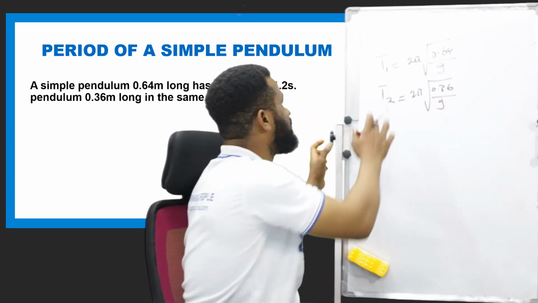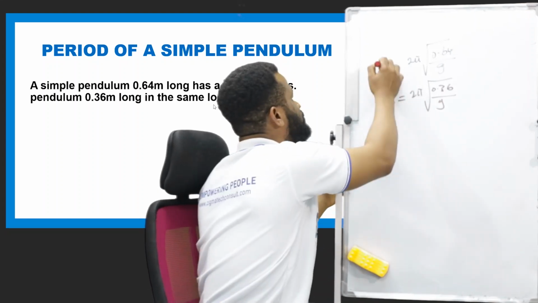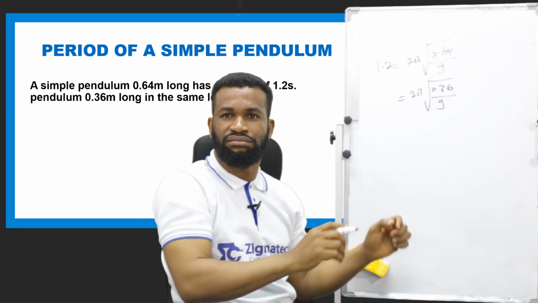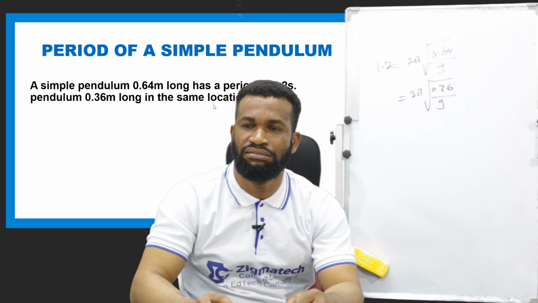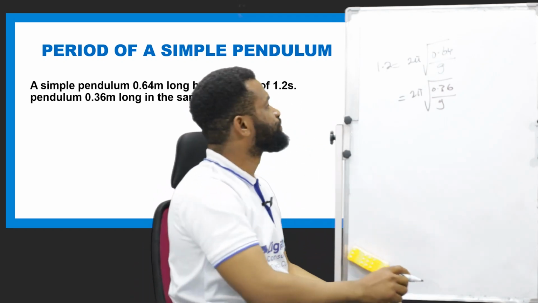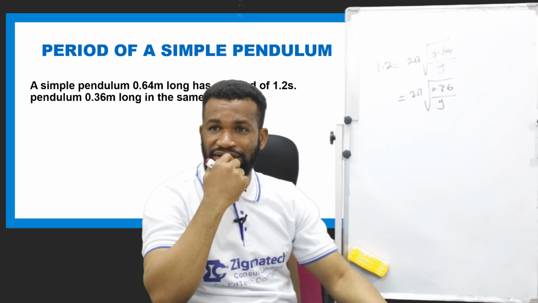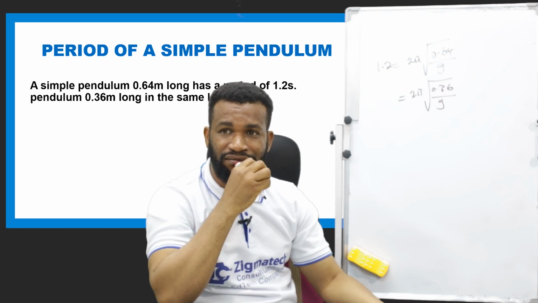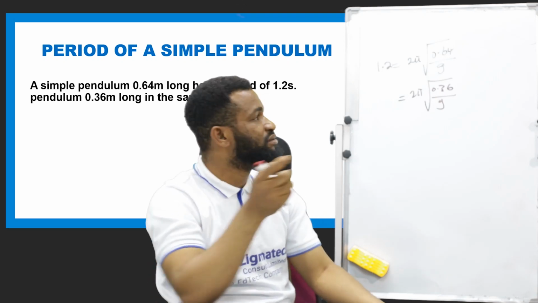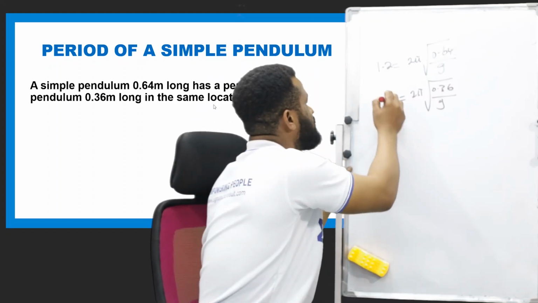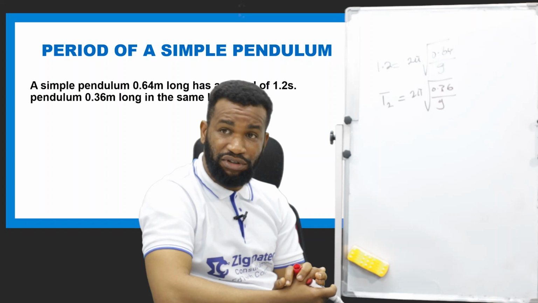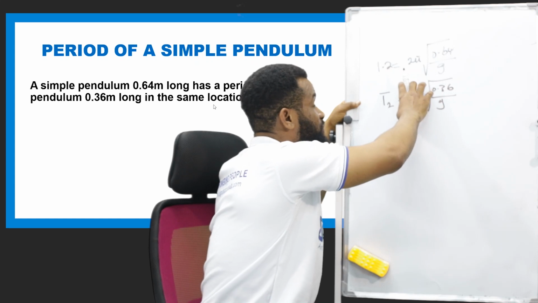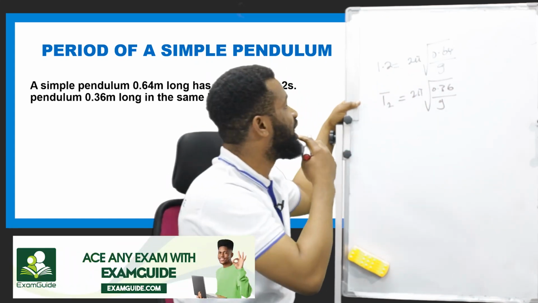We are given the T1. So T1 is given as 1.2, and we are supposed to find T2, the period of the second one, in the same location. Yeah, we are looking for the T2. So in this case, I'm going to make g the subject of the formula here and here, and equate them, because that is the only option I have.